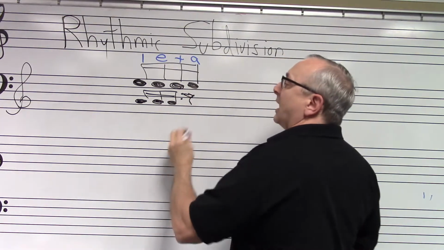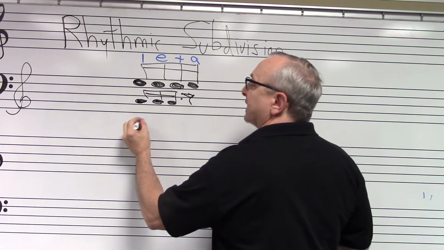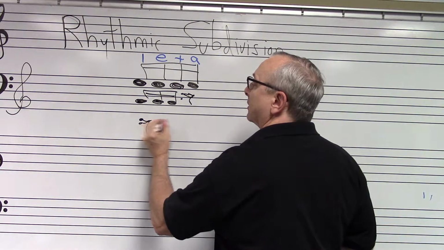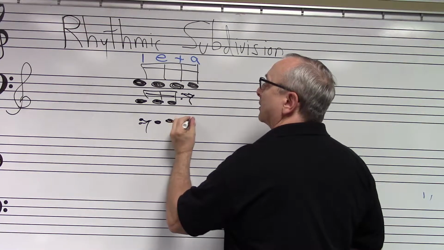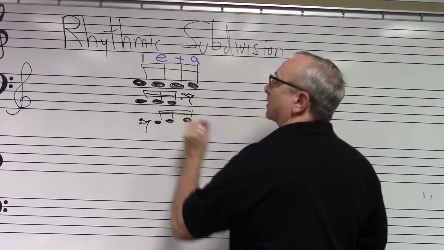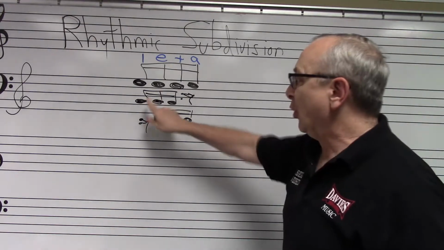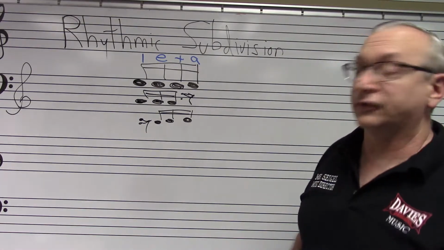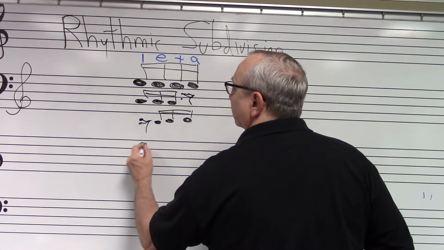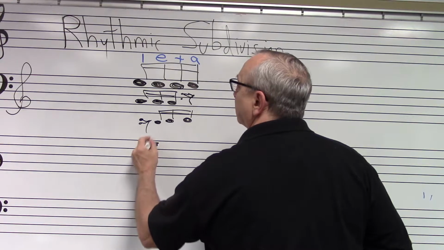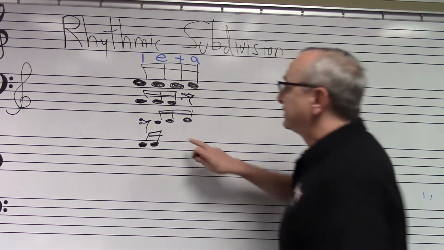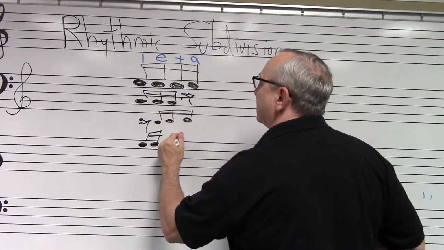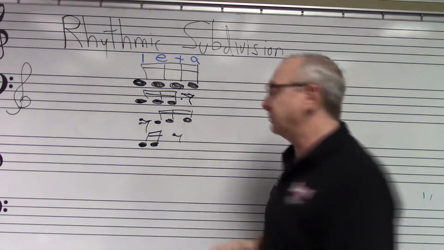Okay? I could do the second set of 16ths. So this would be 1 E and. This would be E and A. I could also do 2 16ths. I could do the first 2 16ths. Now, instead of writing 2 16th note rests, I'm going to be tricky. I'm going to use just an 8th note rest because that occupies the same space.